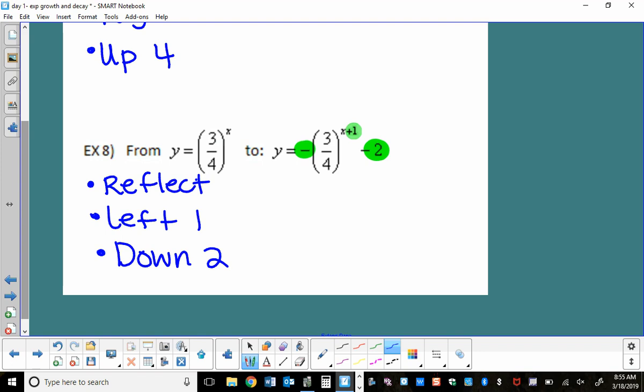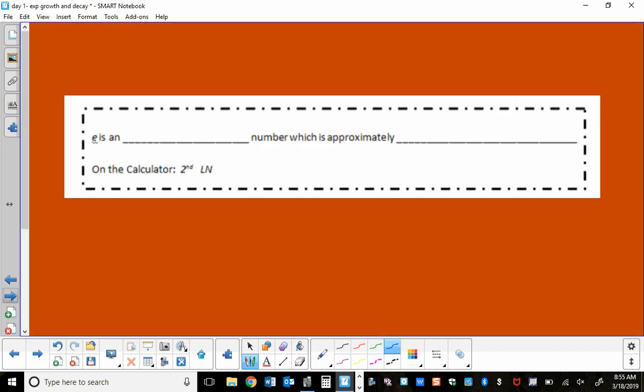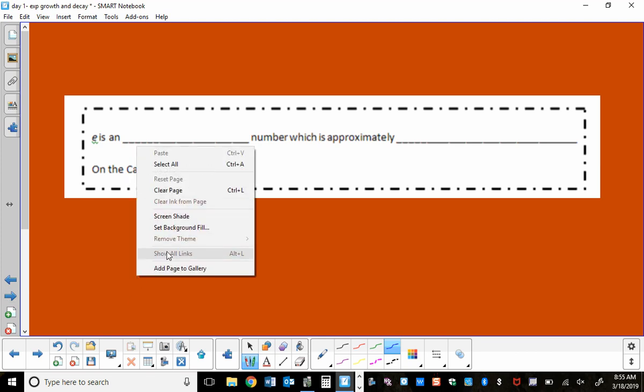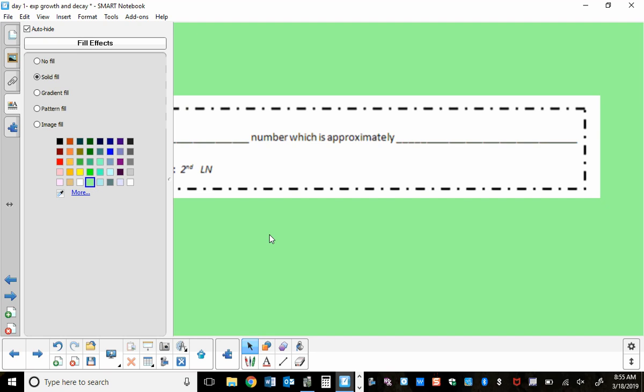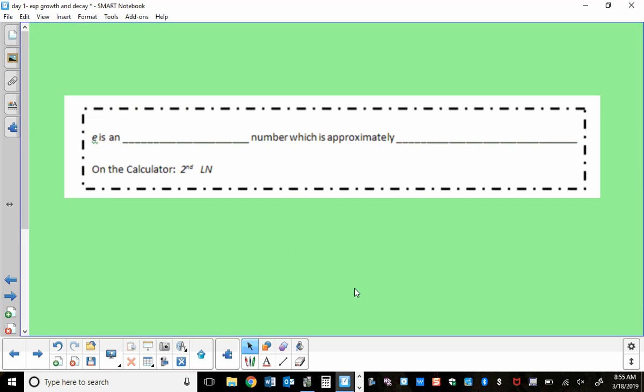If you struggle with your transformations, you just have to study this. You have to study what does the negative mean, what does the plus 1 or minus 1 with the exponent mean, what does the last number mean. All right, any questions there? All right, so this part here, we're going to introduce, but not really talk too much about until next class. E is an irrational number.